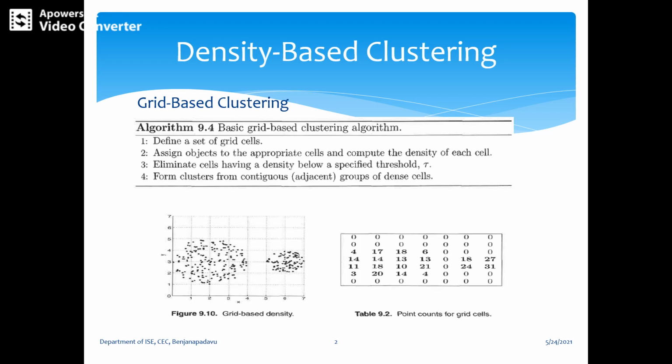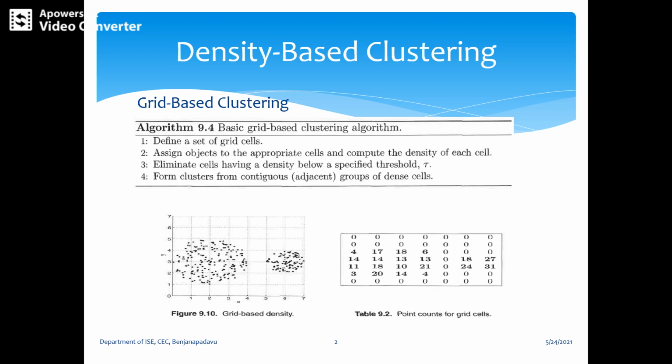So in that grid based density, in the figure 9.10 grid based density, two sets of two-dimensional points are divided into 49 cells using a 7 by 7 grid. We can see this on the right side of the figure. So this is the 7 by 7 grid, and the cells will be divided.